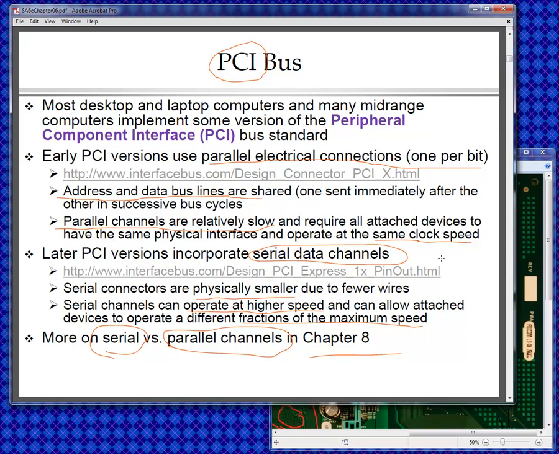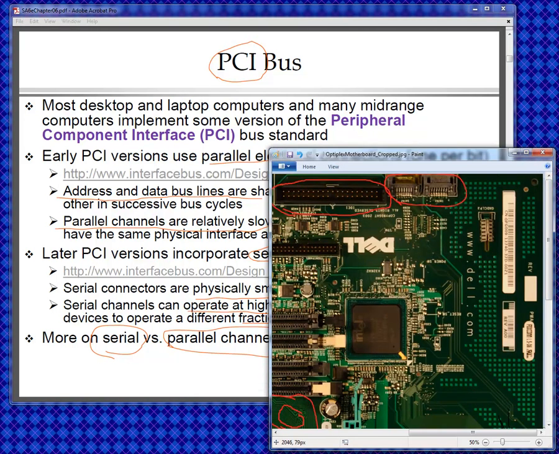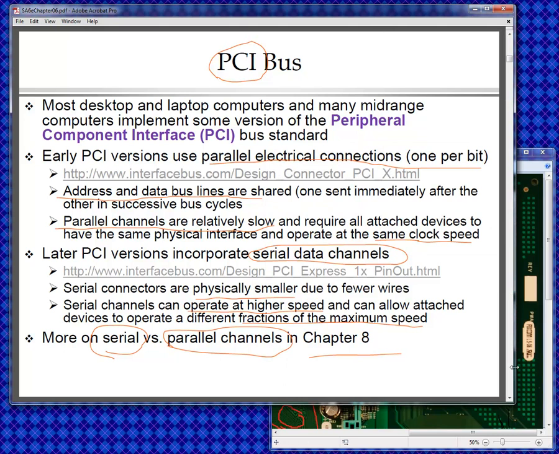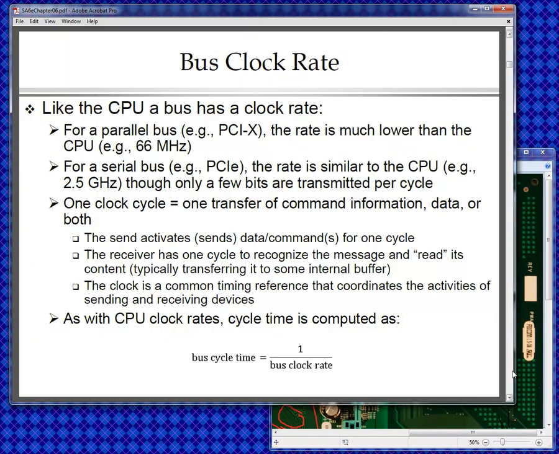Universal Serial Bus, for example, for external connections, and the latest PCI versions, such as PCI Express, use serial connections. And then in addition, for example, SATA, as opposed to the older IDE standard, serial versus parallel, for connecting disk drives and other secondary storage devices.